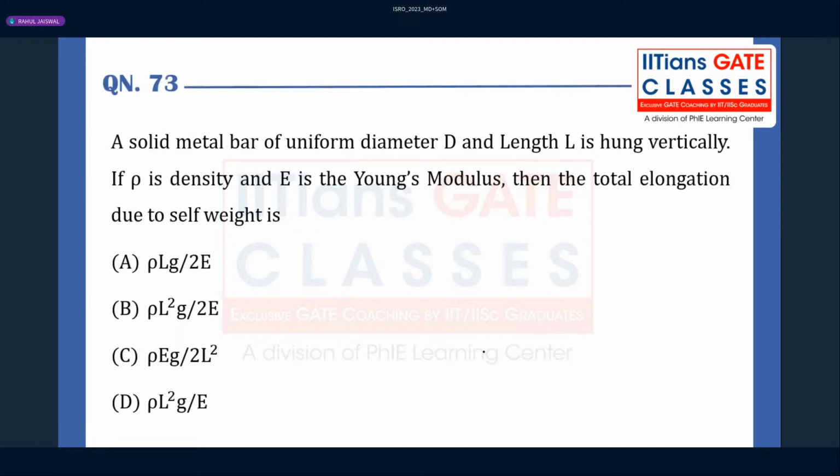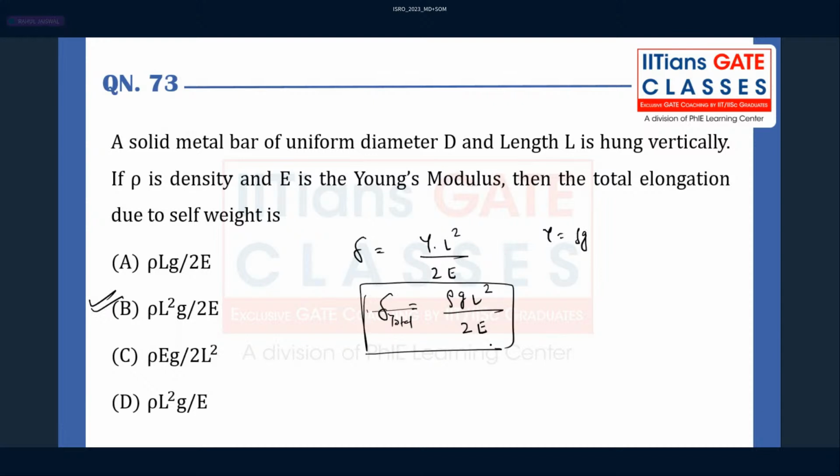Now look at the options. Total elongation is gamma into L square divided by 2E. Gamma is what? I told you, rho g, right? So rho g into L square divided by 2E, so B option is correct. That is the total elongation in a prismatic bar. Make a note of it. B will be correct, right?